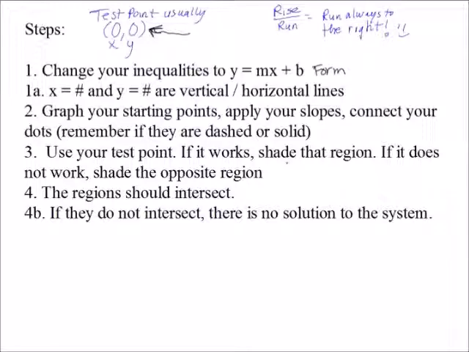If it works, shade that region. If it doesn't work, shade the opposite region. I'm gonna try to show you in the examples what to do and how you should do that. The regions should intersect. If they don't intersect, you have no solution to the system. Let's go ahead. Next card.